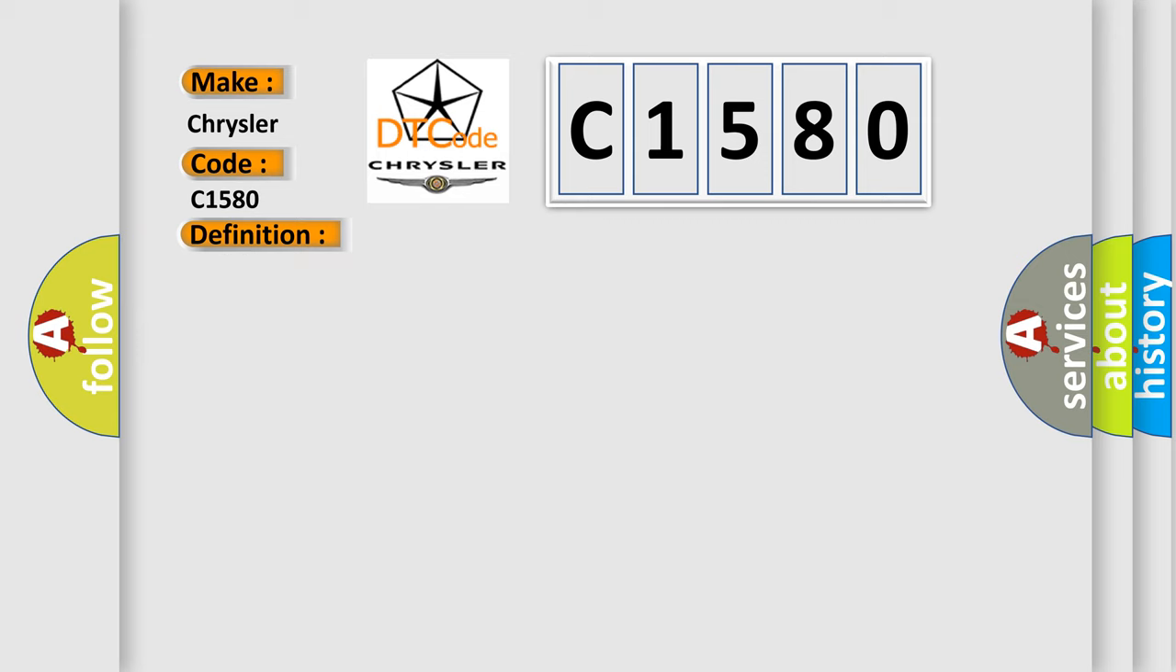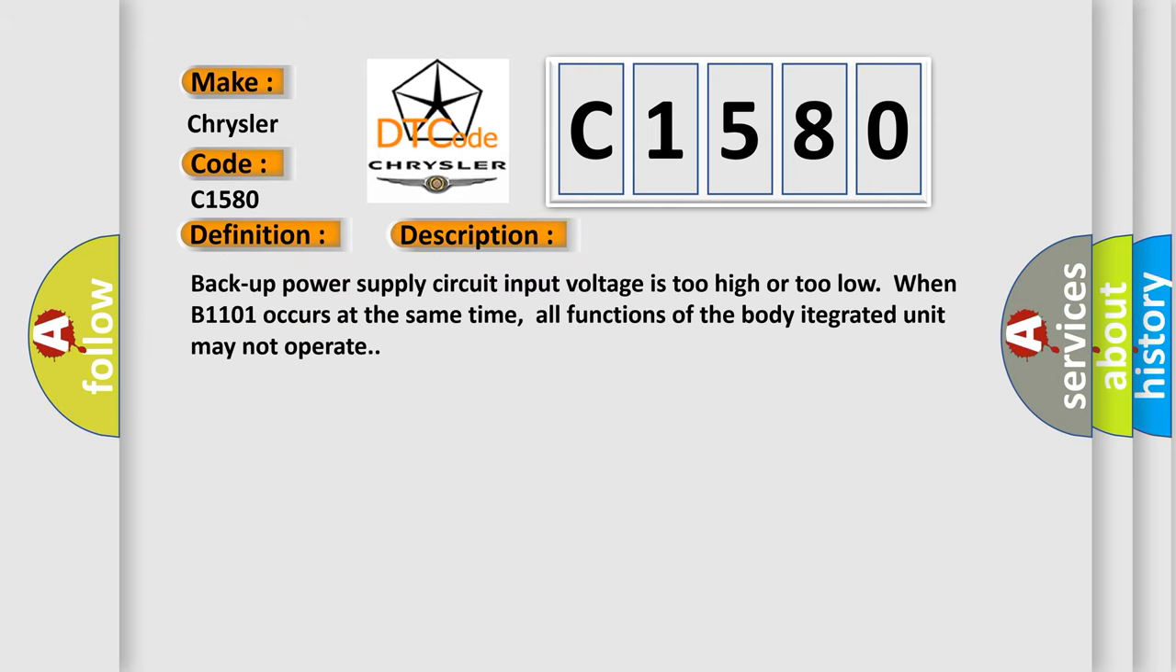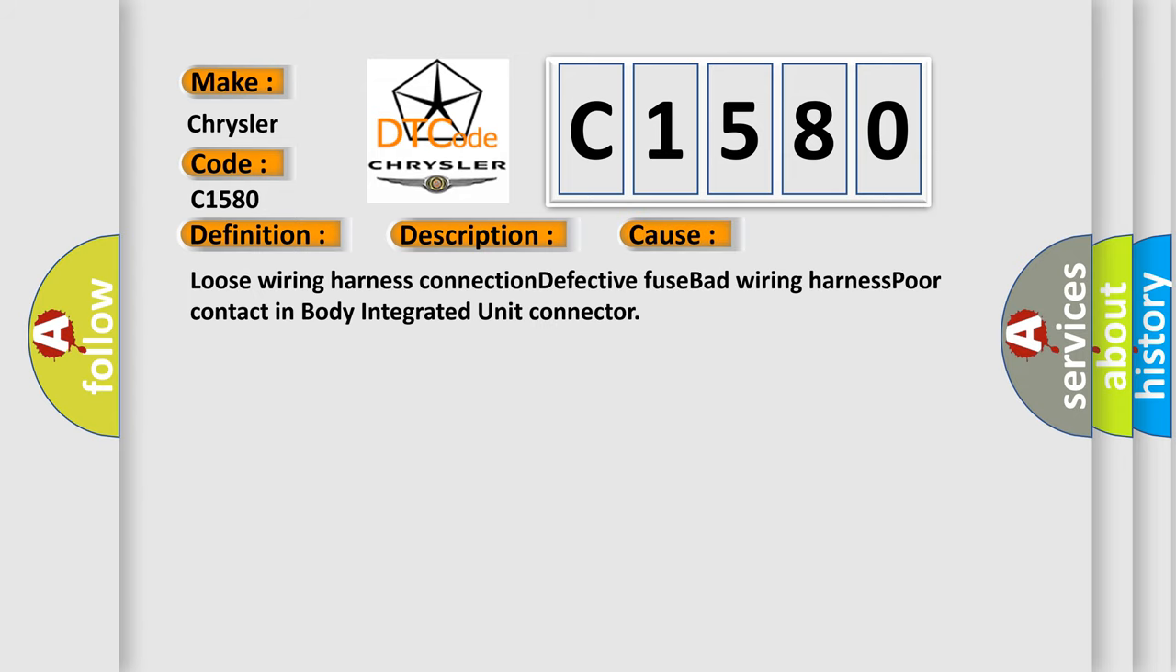And now this is a short description of this DTC code. Backup power supply circuit input voltage is too high or too low. When B1101 occurs at the same time, all functions of the body integrated unit may not operate. This diagnostic error occurs most often in these cases: loose wiring harness connection, defective fuse, bad wiring harness, poor contact in the body integrated unit connector.